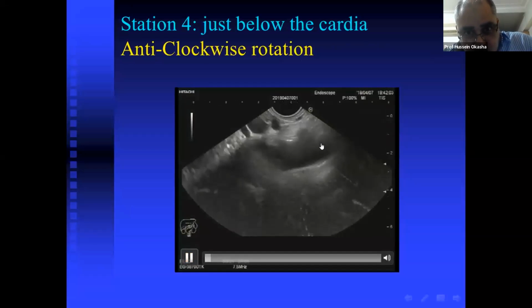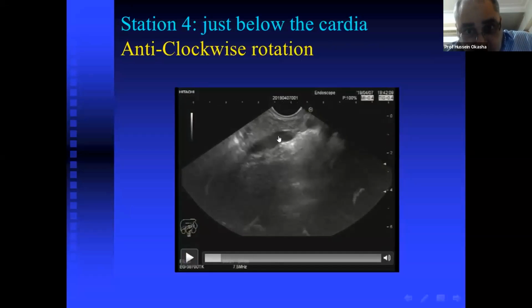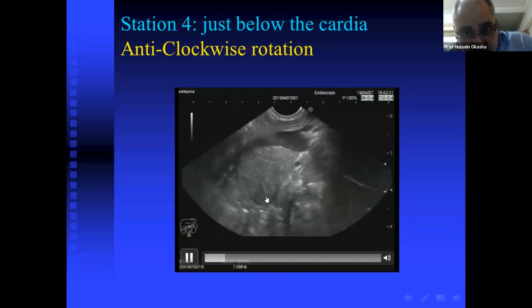So first, we locate the aorta, celiac axis, superior mesenteric artery, and here these are the splenic vessels, and this is the pancreatic body. We concentrate on the splenic vein. This is the splenic artery, up and right on the screen, and the splenic vein slightly to the left and at a level just below the splenic artery. So this is the splenic artery, splenic vein. I will trace the splenic vein by doing very gentle anti-clockwise rotation.